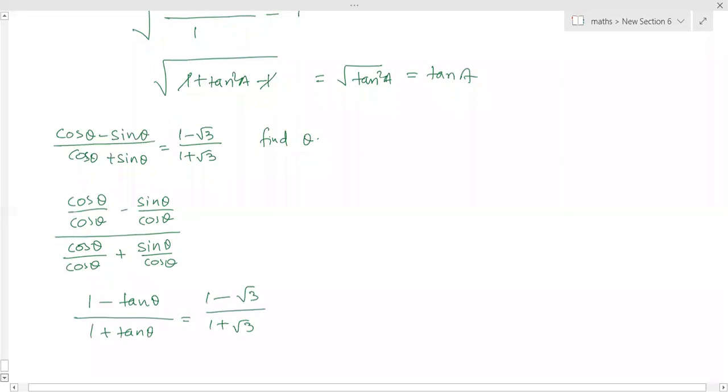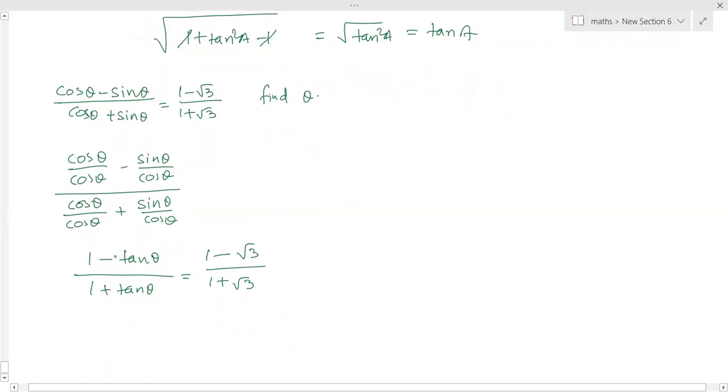If you check both the equations, exactly the same equations are there on both the sides. In place of tan theta, here is the value root 3. Here also 1 plus tan theta is 1 plus root 3. That means in place of tan theta, here it is root 3. This means tan theta is equal to root 3. So which angle has tan equal to root 3? 60. So theta is 60.